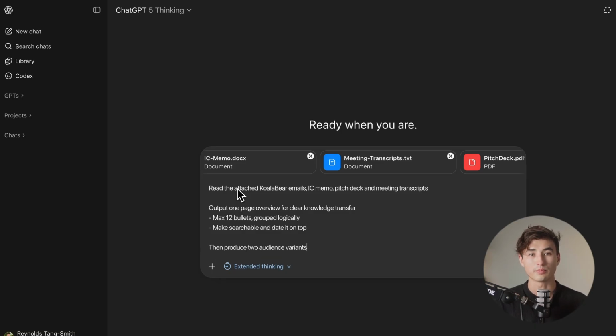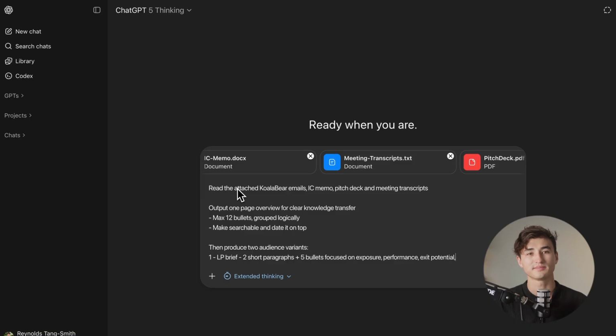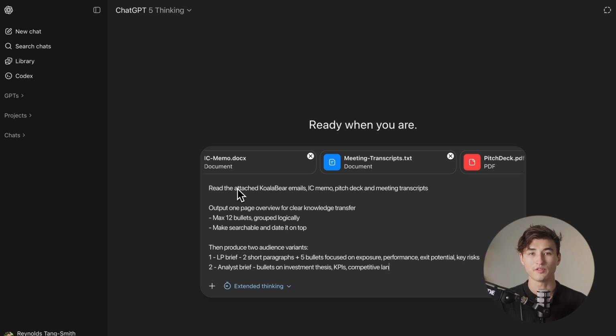1, LP brief, 2 short paragraphs plus 5 bullets, focus on exposure, performance, exit potential, key risks. 2, analyst brief, bullets on investment thesis, KPIs, competitive landscape, unit economics, unresolved diligence.